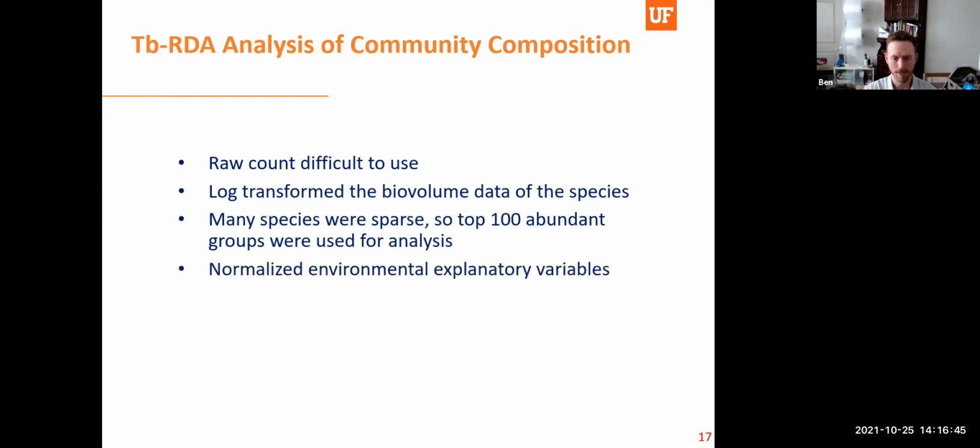And then we normalized the environmental explanatory variables, usually using a logarithm transformation. And then we performed a forward selection of those variables. So the RDA is pretty much a multiple regression, but it also has multiple dependent variables rather than just one dependent variable like you would have in a normal linear regression.